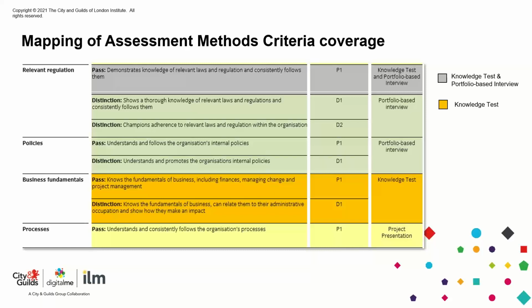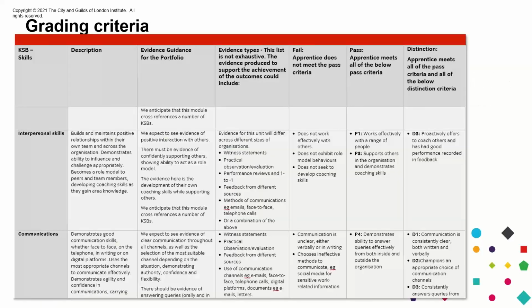Okay, so if we can have a look at the next slide, please. You might be familiar with this slide, with this table, or at least I hope you are. It's the grading criteria table, which is available in the centre pack. The only change I made is added the references. So for instance, you can see for interpersonal skills, in the pass and distinction column, I have added P1, P3, D3, so that the references match what you just saw in the previous slide.